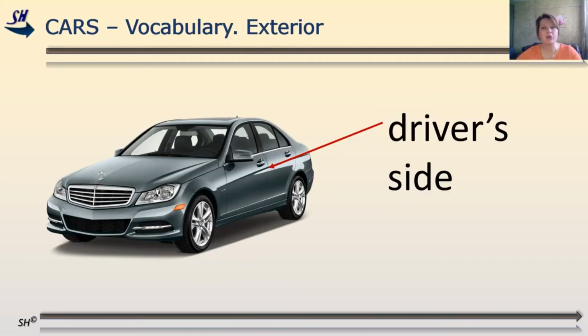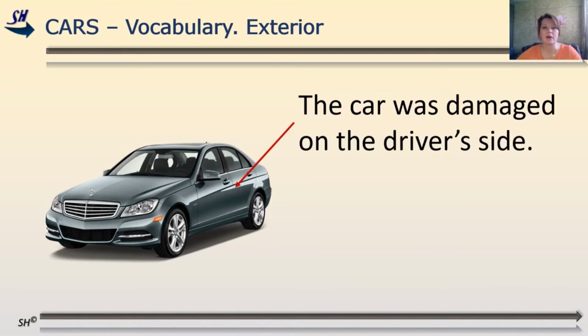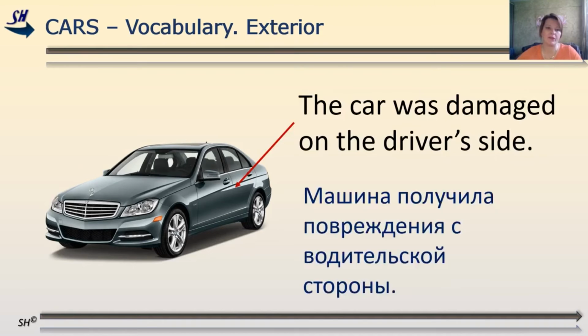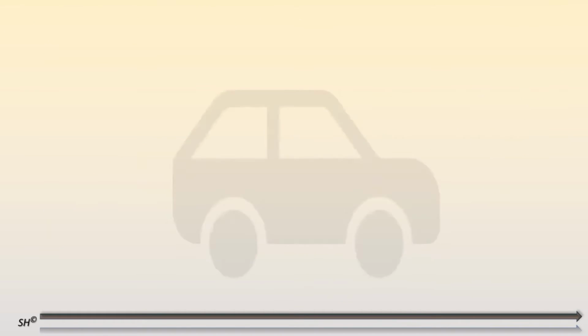Very often, to avoid confusion about which front door you are talking about, on that side, on the other side, right? You say the door from the driver's side, and then you will avoid any misunderstanding. So this is the driver's side. For example, the car was damaged on the driver's side. And we understand that if you are a driver inside your car, this is the left side, right?